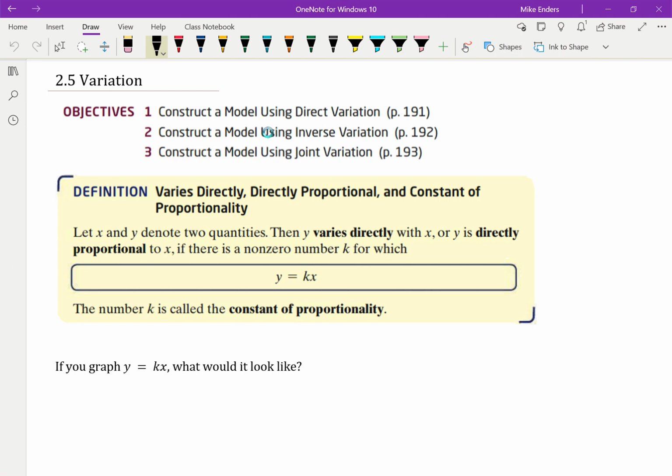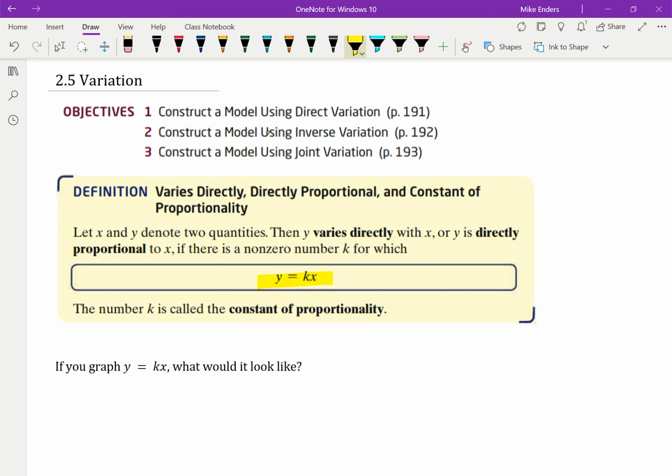As we take a look initially at the definition of varies directly, or another phrase, directly proportional. Another term that comes into play is the constant of proportionality. We say, let x and y denote two quantities. Then y varies directly with x, or y is directly proportional to x, if there is a non-zero number k for which y equals kx. And k is called the constant of proportionality.